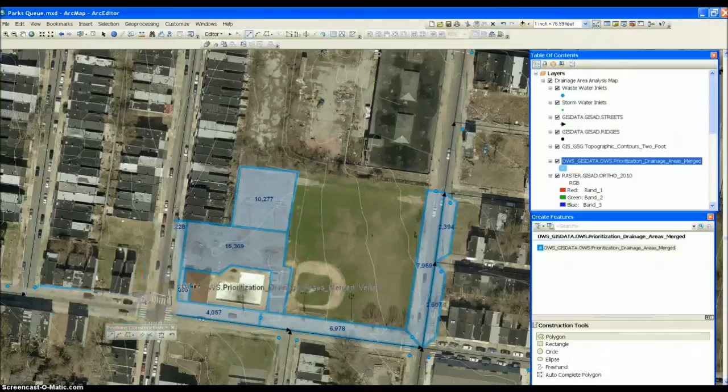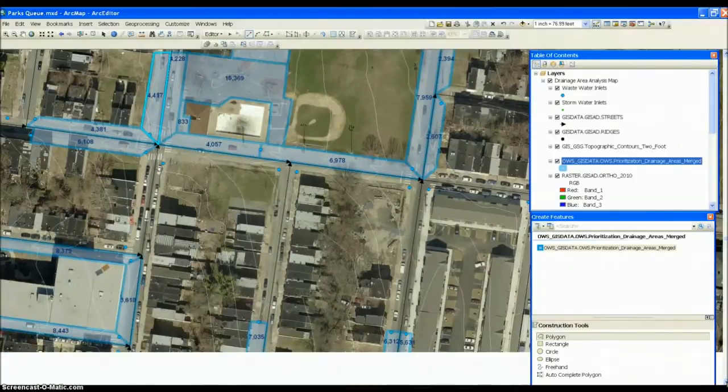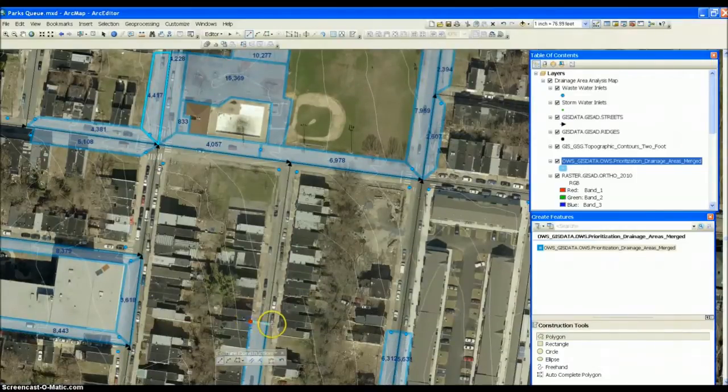So here I'm only drawing up to the edge of the park, and after that the water continues down the road away from the park. These streets are also flowing towards the park. And there's some other drainage areas here because the school is going to take some of this runoff.